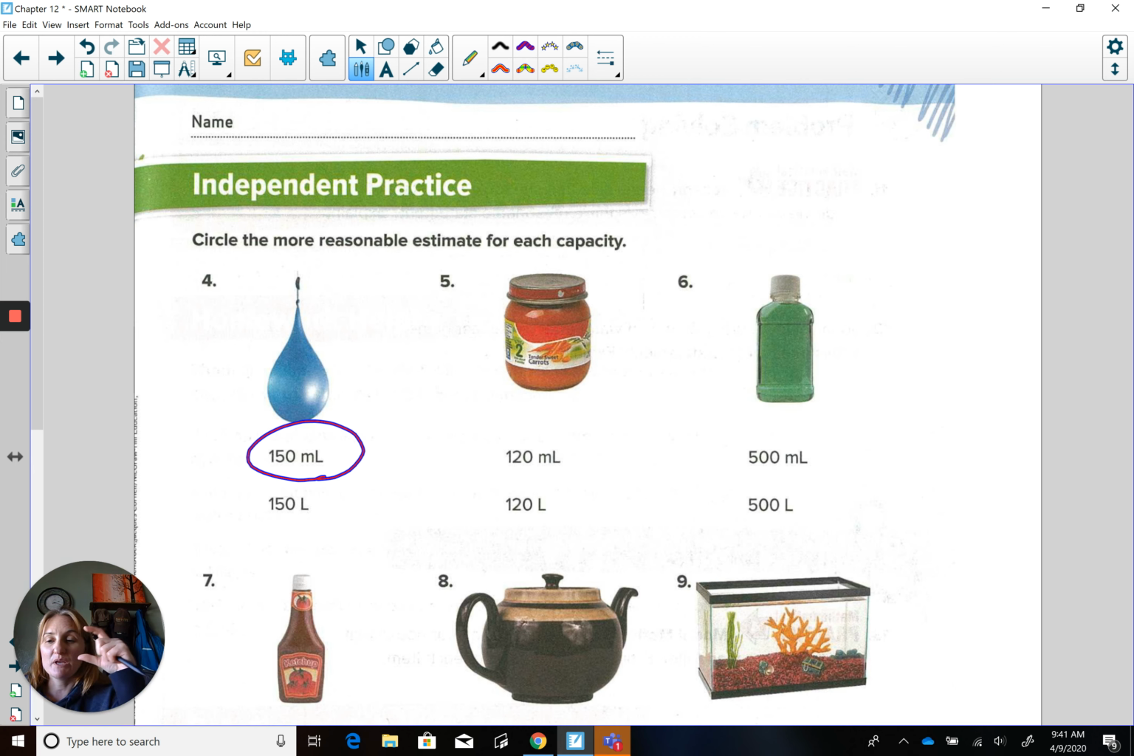How about a jar of baby food of carrots, it looks like? Would that hold 120 milliliters of carrots, or would that hold 120 liters? So I'm going to let you think about it. And you're right, I would choose this one too, because that one is too large. That would be 120 of my jugs of water.